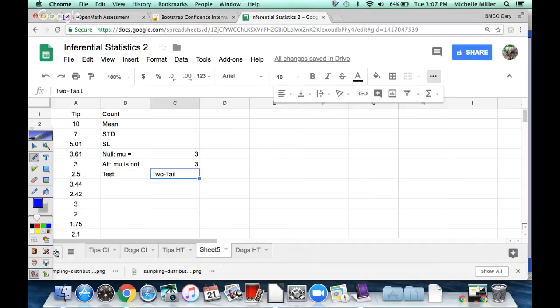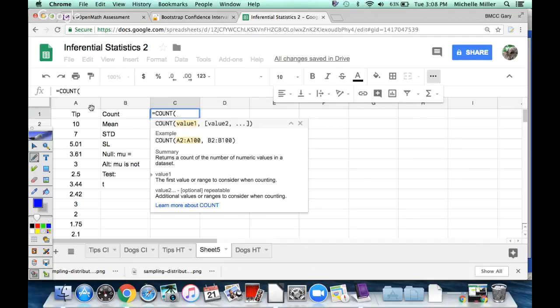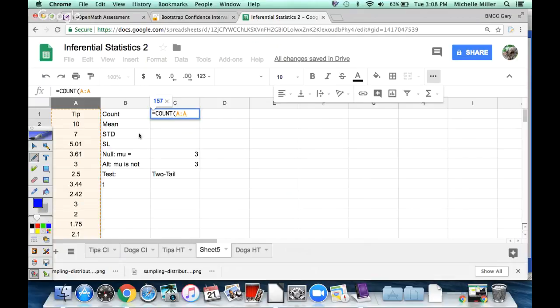Other things to consider here, I'm going to do a t-test because I don't have all possible tips ever, so I don't know what the standard deviation of all possible tips is for this restaurant. So we don't know the population, we only know the sample. So count equals count. Highlight your data by either highlighting the column or manually selecting the numbers.